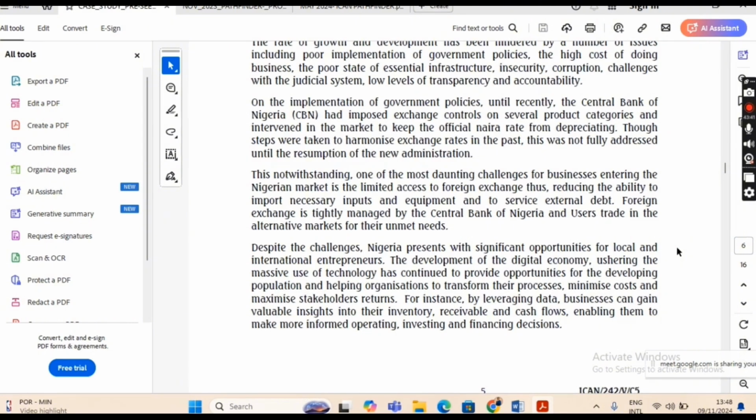So as a result of this, it could actually increase their external debts, reducing the ability to import necessary input and equipment, and to service external debt as well. Because if you have to pay in US dollars, and at the recent time the naira to dollar is maybe 1,700, right? And I don't have the money, and you negotiate that, don't worry, by December I will pay you. When you want to pay, you see that you are paying more naira, so it is an additional cost to the firm. So this could be a challenge to the business, to the industry as well.